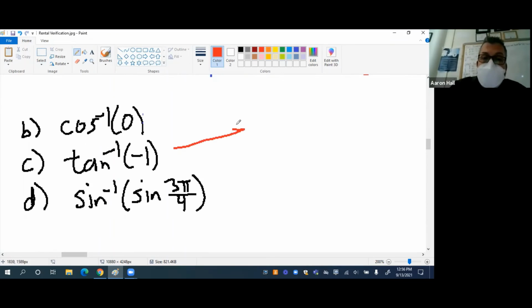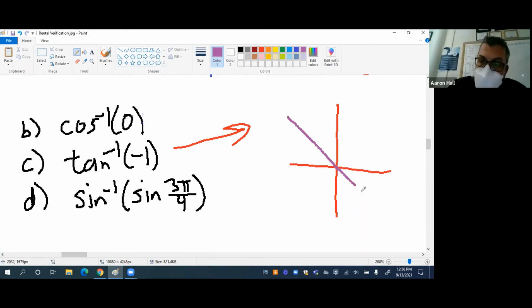All right, so for tangent, we have tangent is negative in the second and the fourth quadrant. So we always start at the positive x-axis. Where's the shortest rotation? Clockwise or counterclockwise? Clockwise. We're going to go clockwise. So we're trying to figure out what this rotation here is.